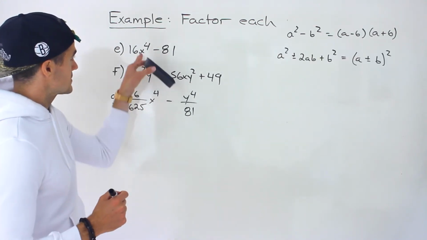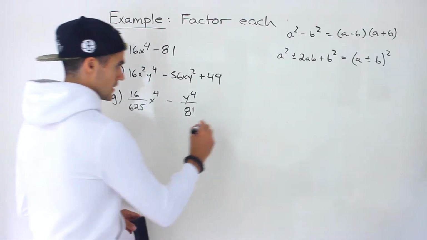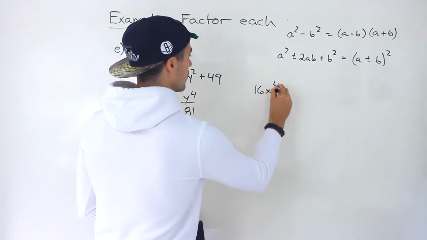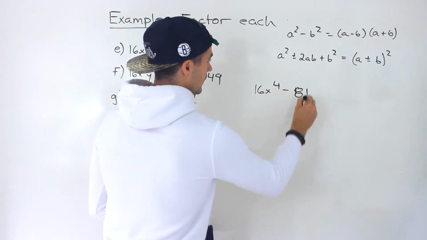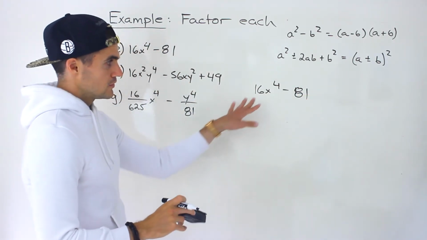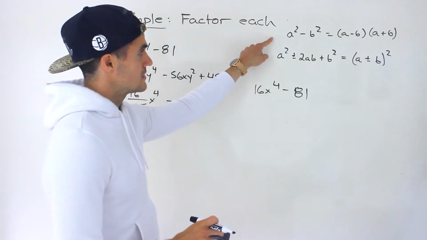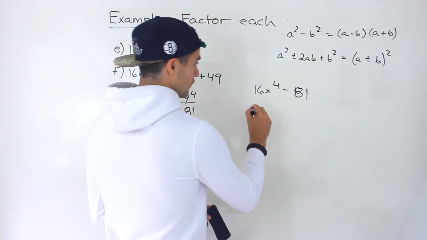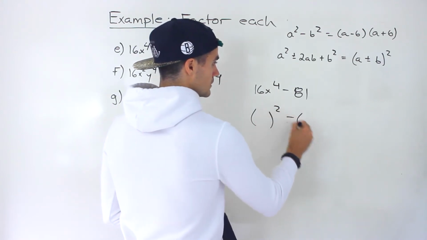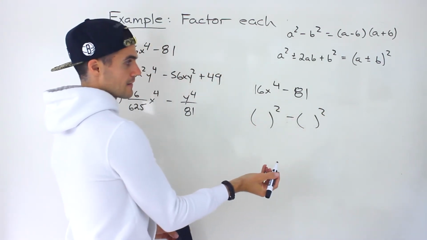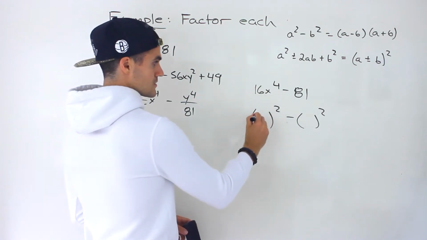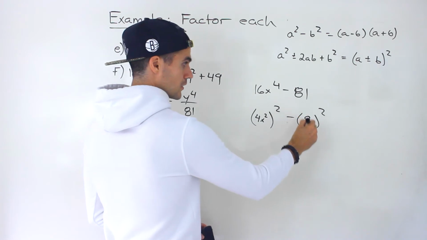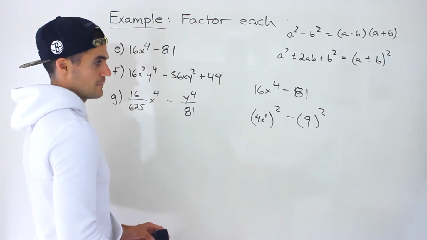Now moving on to the last 3, so we got part E, let's write it over here. So we got 16x to the 4 minus 81. So again, hopefully you could tell by this point, which of these cases are we dealing with? We're dealing with a difference of squares. And to rewrite in that format, we want to rewrite these like that. And so we could rewrite this as 4x squared squared, and then the 81 we could rewrite as 9 squared like that.